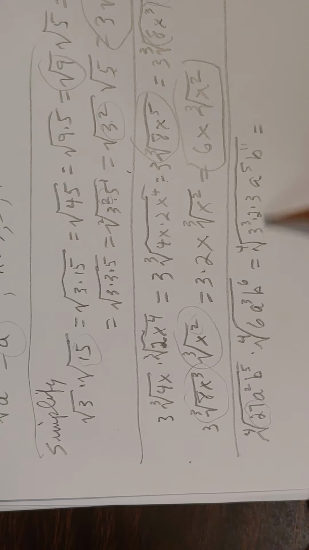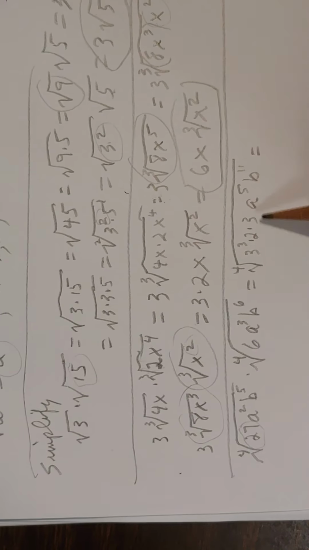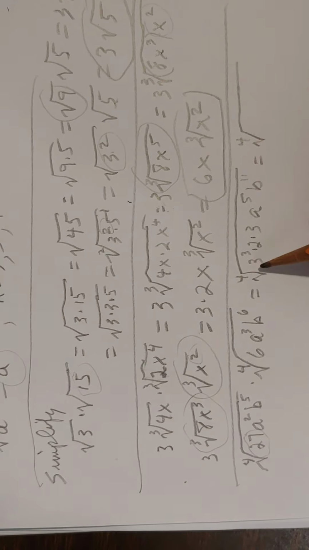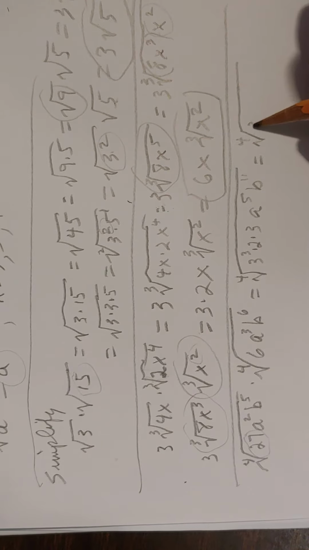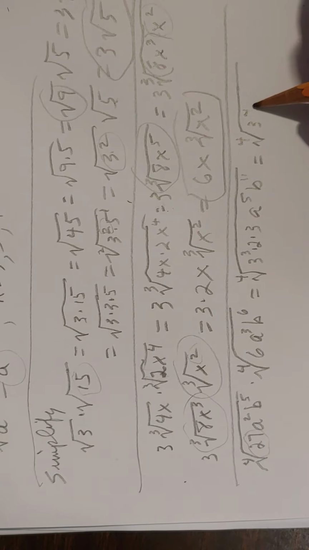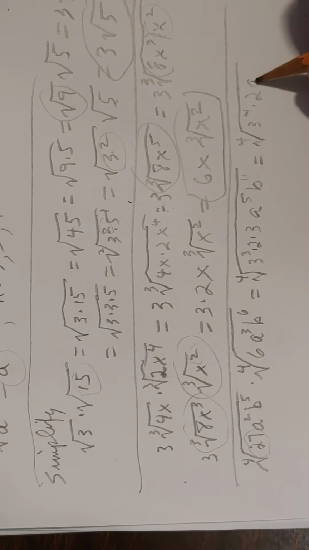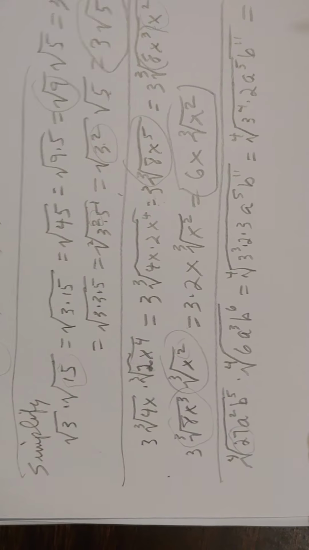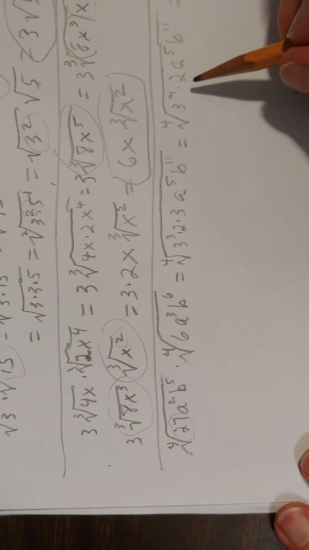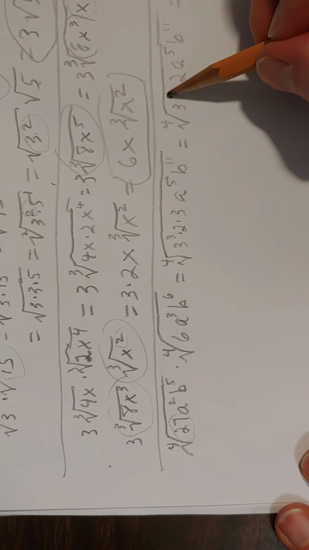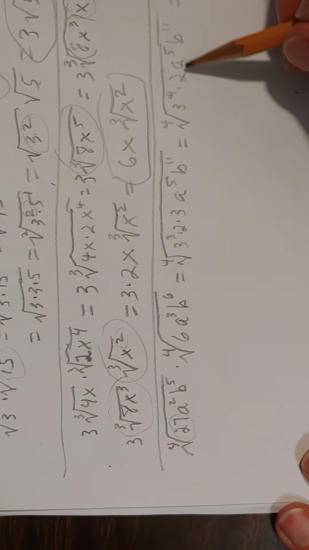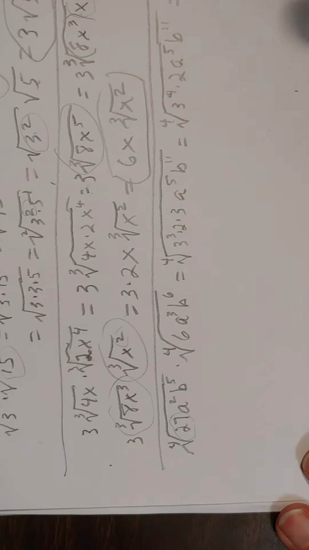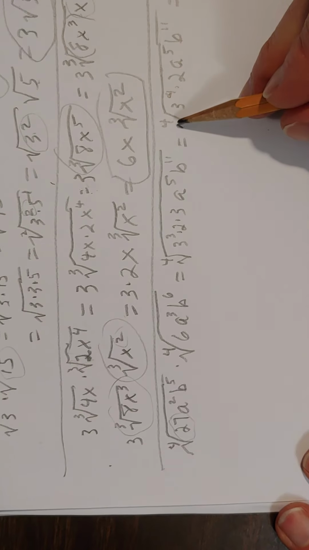Let's rewrite the numerical coefficient. So we end up with the 4th root of 3 cubed times 3, which is 3 to the 4th power, times 2 times a to the 5th times b to the 11th. Now let's try to simplify it. Since we have the number in prime factorization form, all we do is look at the exponents. If there's any exponent 4 or bigger, we can simplify.